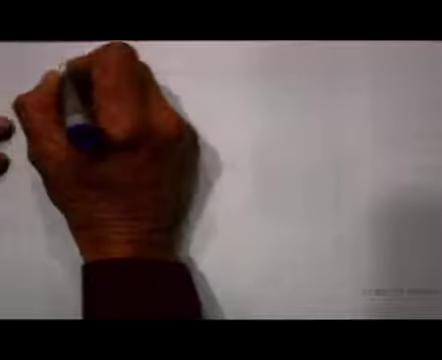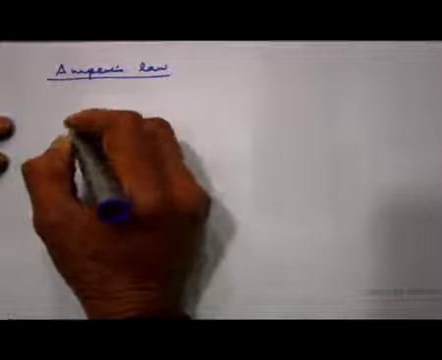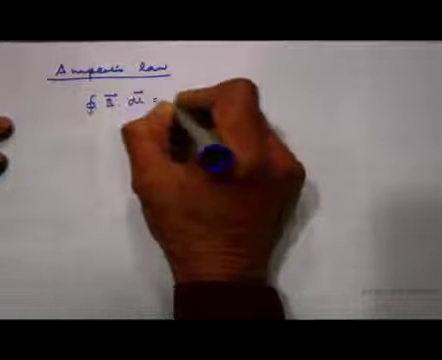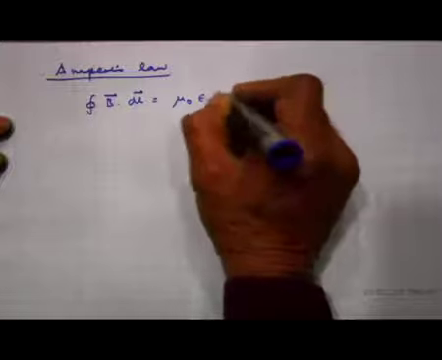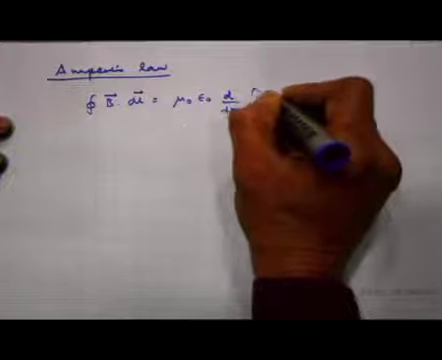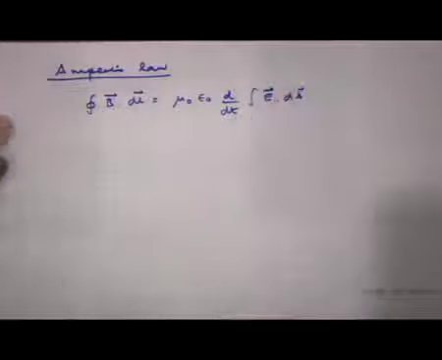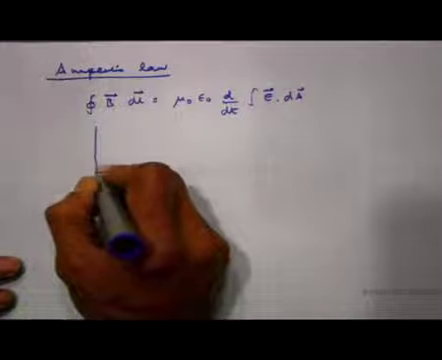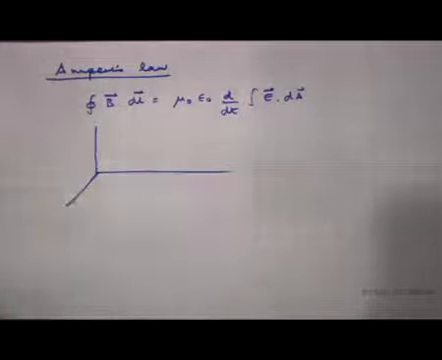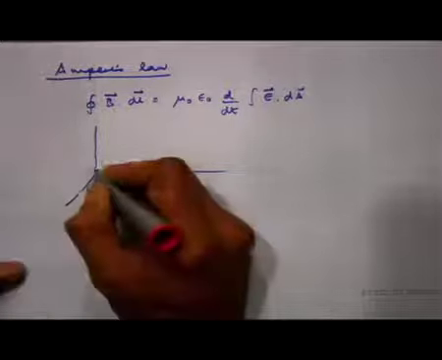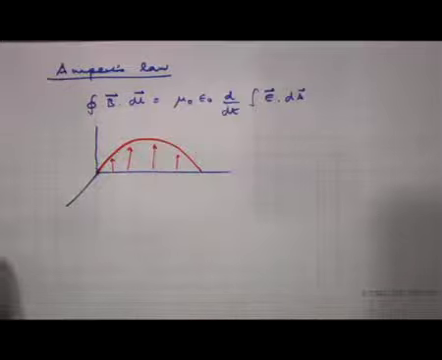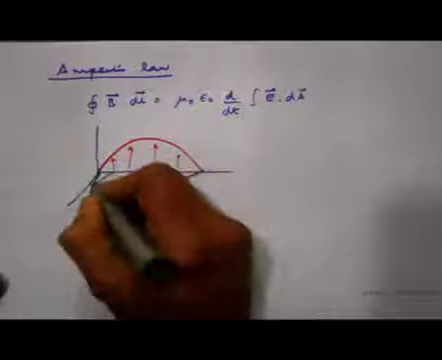So, now let me look at Ampere's law, which was integral B dot dl is equal to mu 0 epsilon 0 d by dt of integral E dot dA. So, I need to calculate both the left hand side and the right hand side. Let me draw the figure again here. So, I again have the electric field going like this, and I have the magnetic field like this.